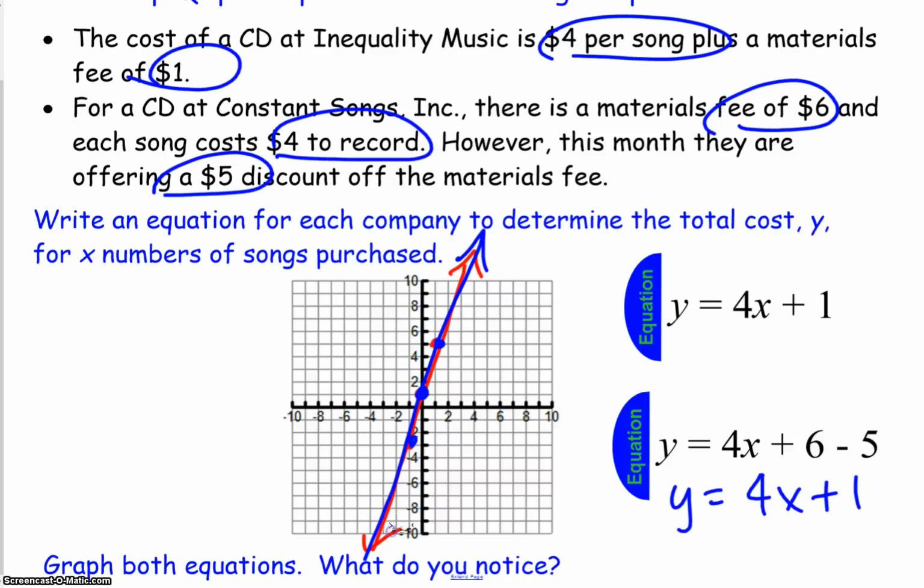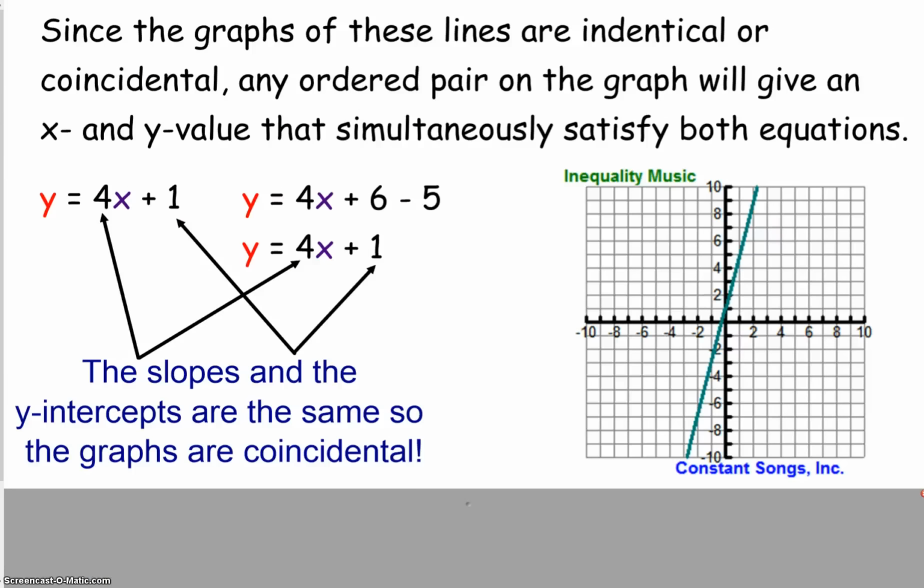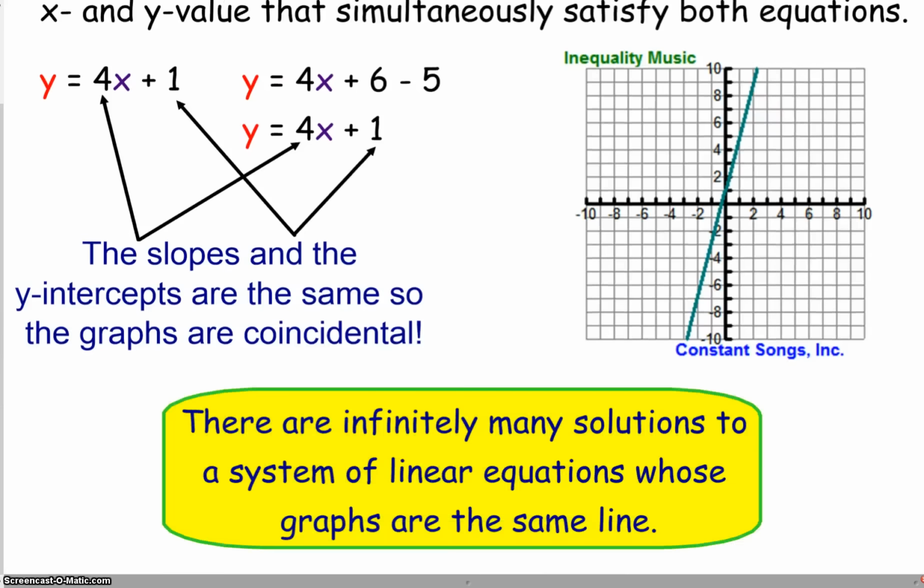So if parallel lines have no solution, what could you assume of lines that are simultaneous? The slopes and the y-intercepts are the same, so the graphs are coincidental. And we know that there are infinitely many solutions to a system of linear equations whose graphs are the same line.